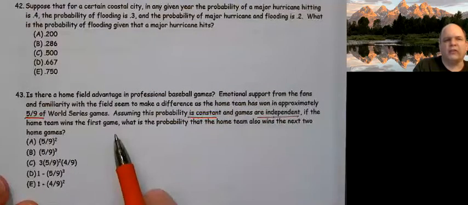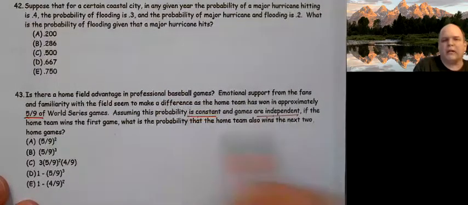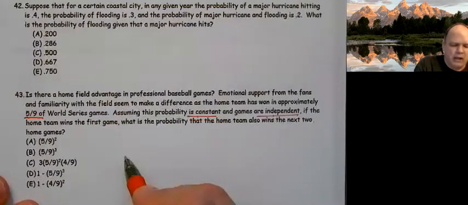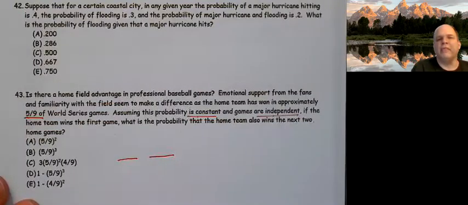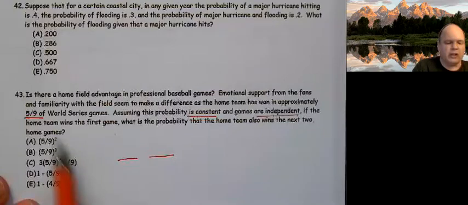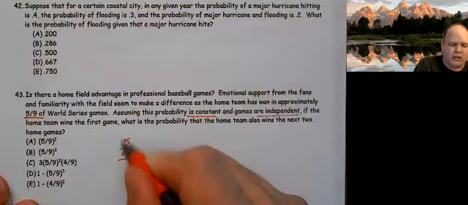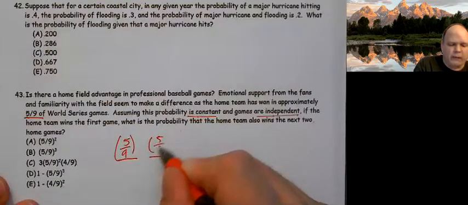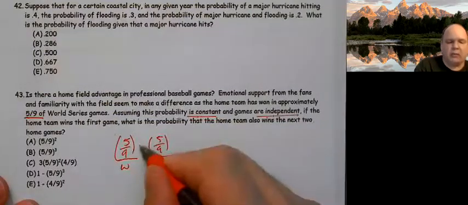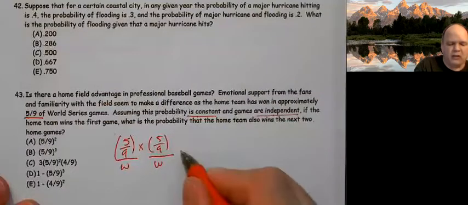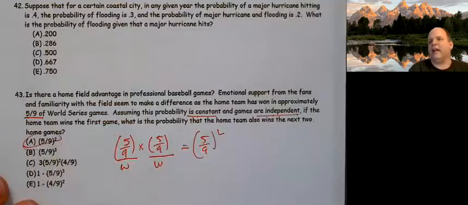The home team wins the first game. What's the probability that the home team will win the next 2 games? It really didn't matter whether the home team won the first game or not. The fact of the matter is we're playing 2 games. They're telling us the probabilities are independent. The probability of a win for the home team is 5/9. So the probability of winning the first one is 5/9, and the probability of winning the second one is 5/9. They're telling us the probability doesn't change because they're independent. So it's 5/9 squared, right? So that's probability A.